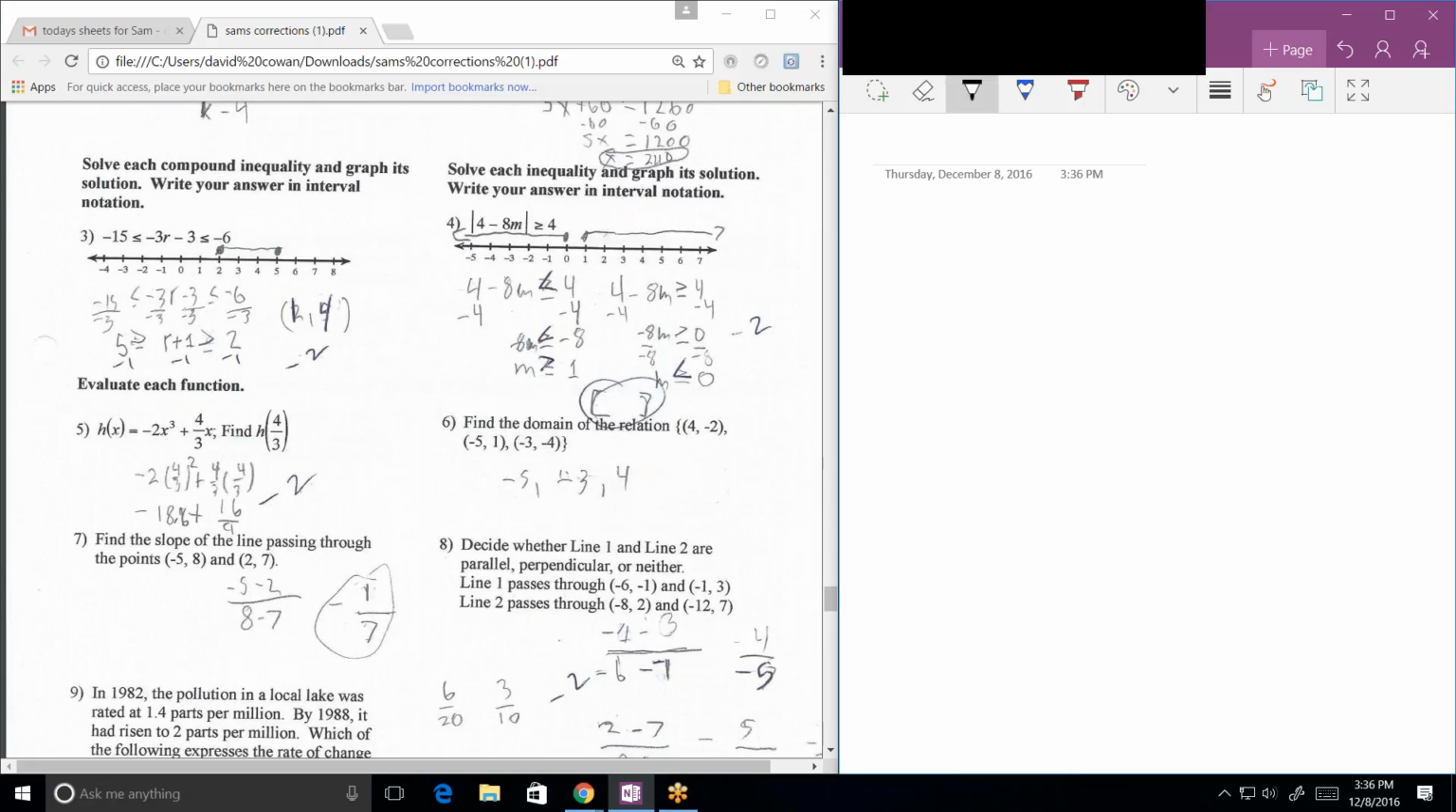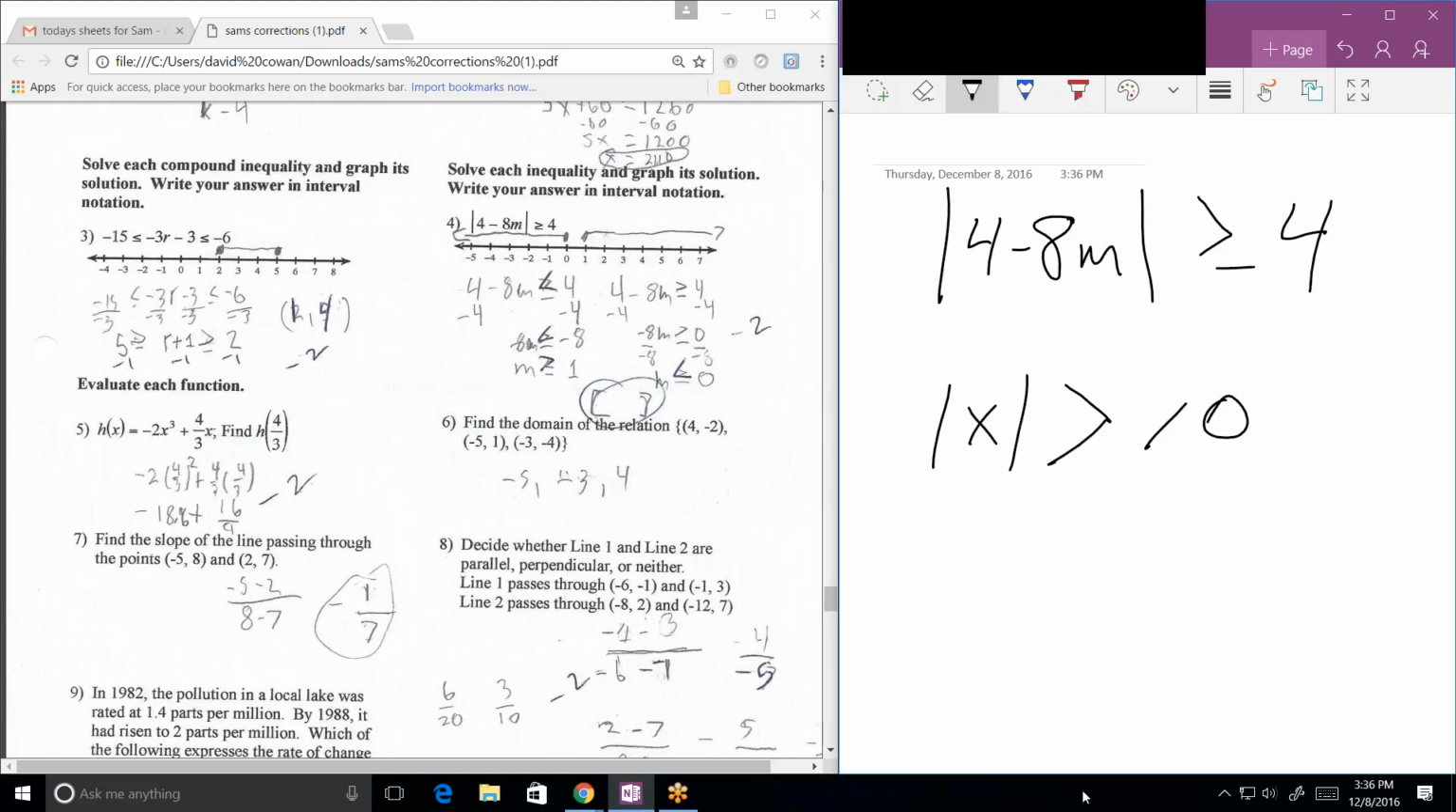Number 4. To be able to do this, you need to know what this means. What does this mean? The absolute value of x is greater than... It means two things. What two things does it mean? The absolute value of x is greater than... Well, eliminate the absolute value. So it means x is greater than 10, or what?